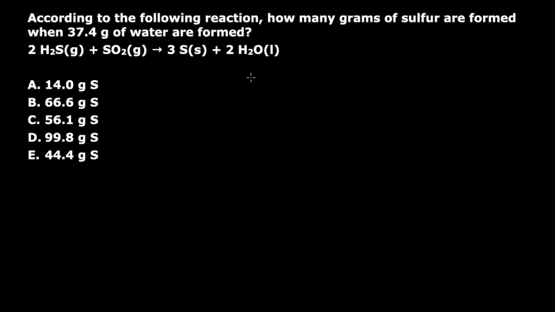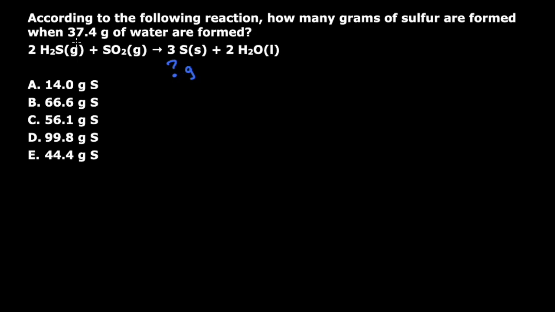Now, for this question, we want to know how many grams of sulfur are going to form whenever we form 37.4 grams of water. And the chemical reaction is right here. And so what I like to do is put a question mark right here for what I want to find, and I'm going to put a G right here for grams so that I know I need to find how many grams of this sulfur right here that's going to form.